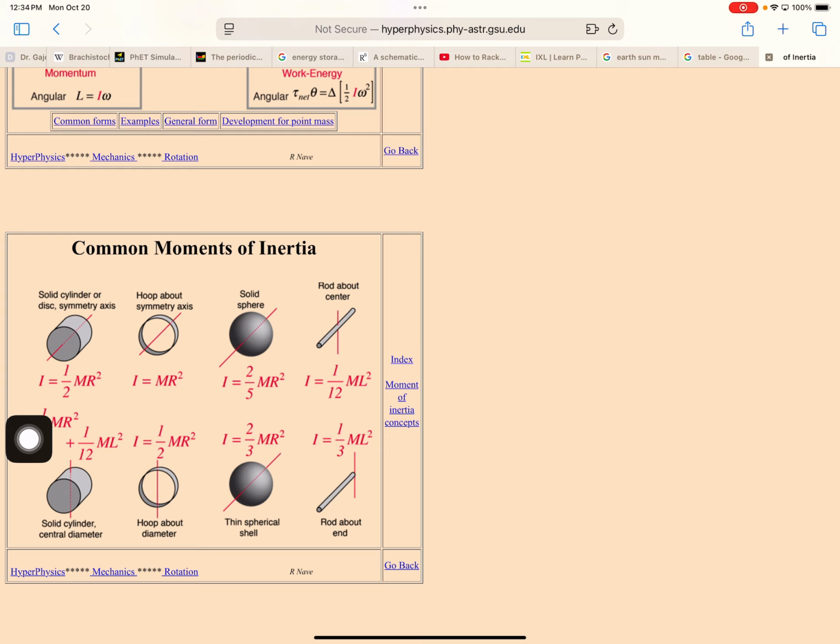Are these easy to memorize? No, you don't have to memorize anything in my physics class.